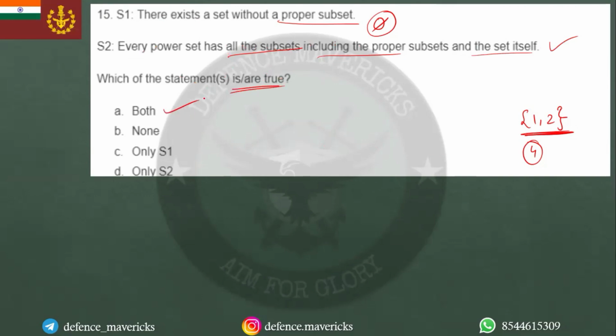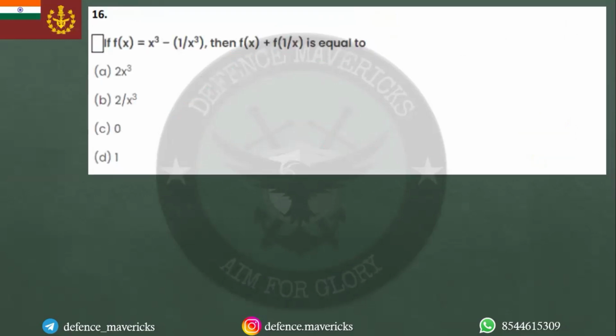Both are true. Many people feel that the first statement is vague, so they mark it wrong, but actually both are true. Okay.